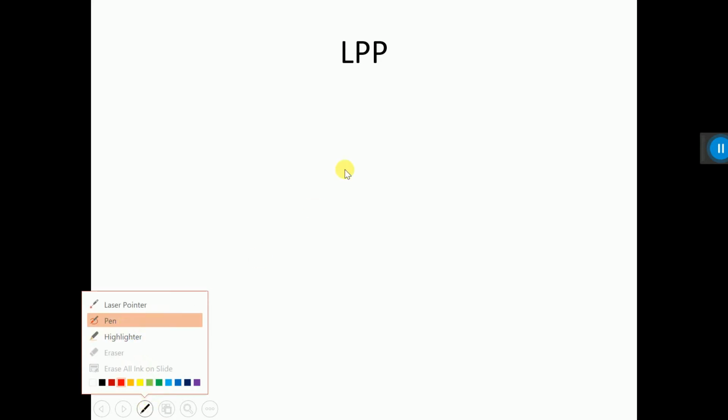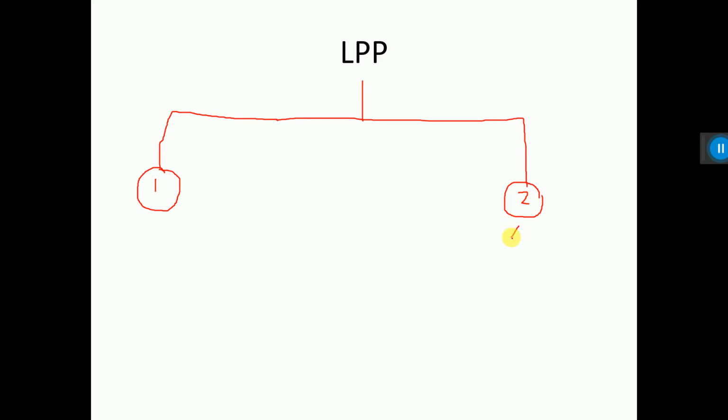Today we want to do a linear programming problem. Actually, this linear programming problem has two parts. The first part is formulation of the linear programming problem, and the second part is how to solve it. So first we will do the solving part. How to formulate, we will learn later on. Today we will learn how to solve this linear programming problem.